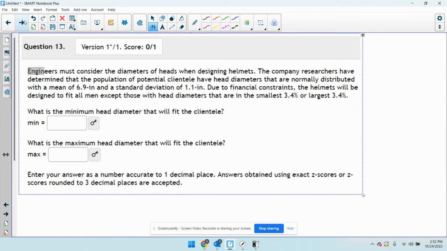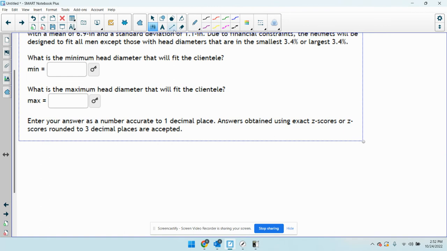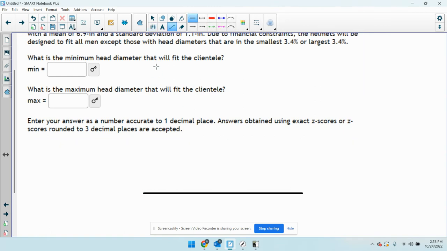Okay, engineers must consider the diameters of heads when designing helmets. The company researchers have determined that the population of potential clientele have head diameters that are normally distributed with a mean of 6.9, standard deviation of 1.1. Due to financial constraints, the helmets will be designed to fit all men except those with head diameters that are in the smallest 3.4% and largest 3.4%.